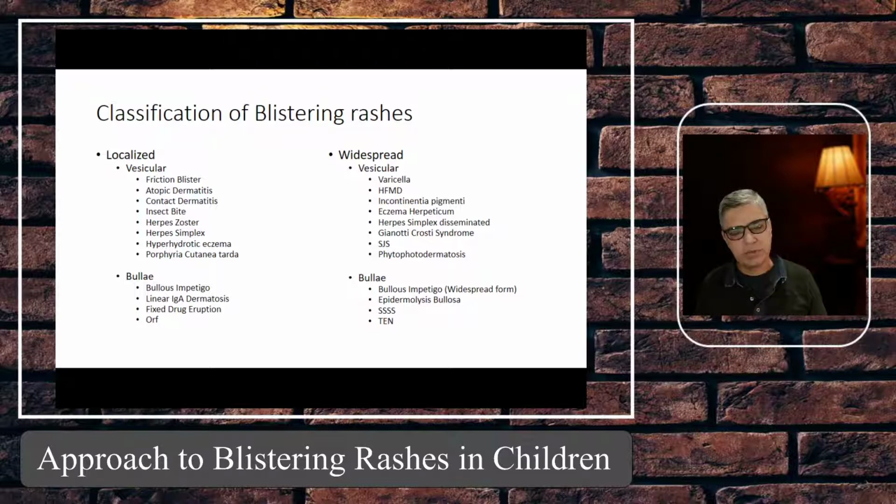Linear IgA dermatosis, which is again an immunological condition, and again a very rare one. I haven't seen one in my life, but sometimes you do get it in the exams in the form of a pictorial photograph where they ask you for the diagnosis. So linear IgA dermatosis has a very characteristic pattern.